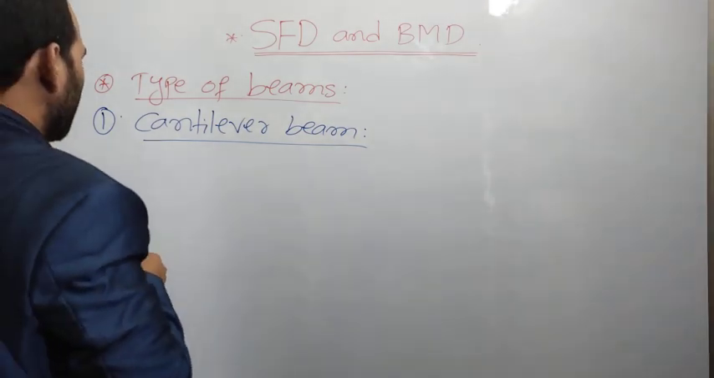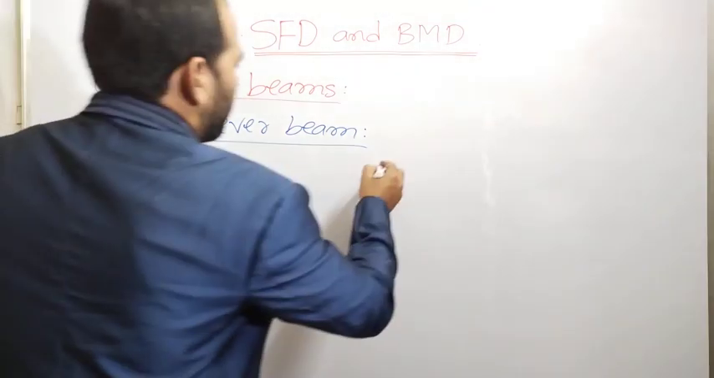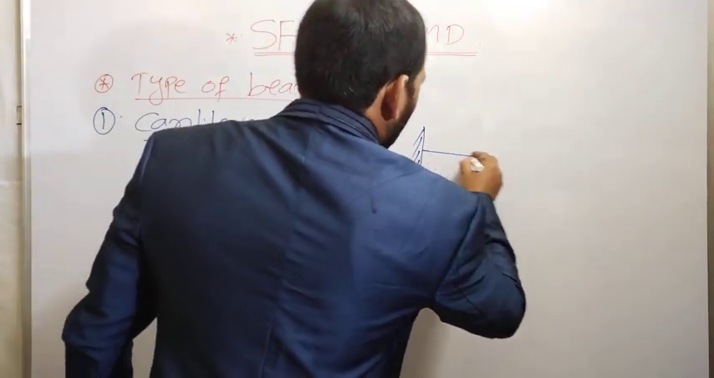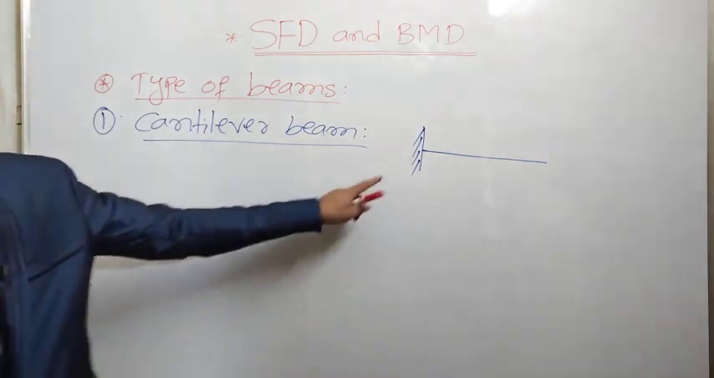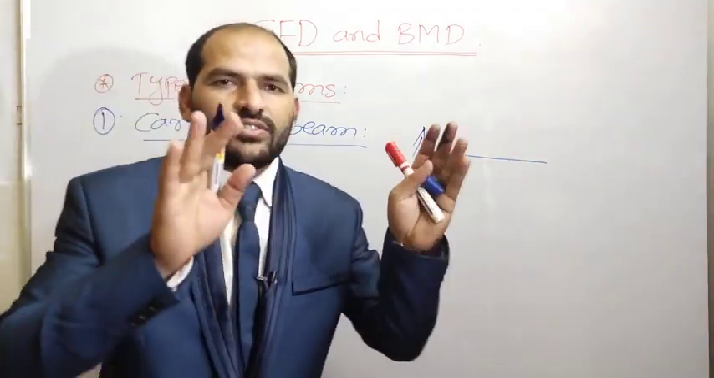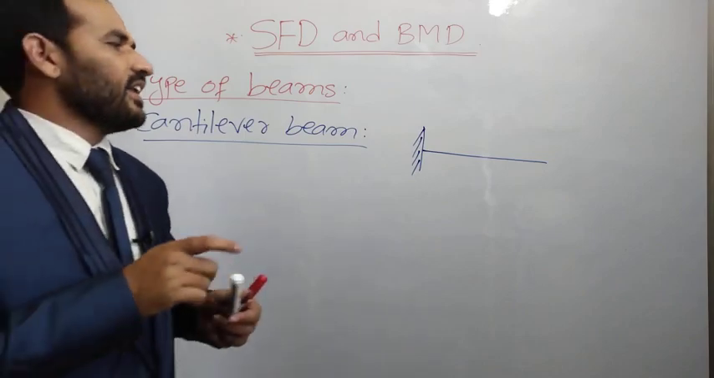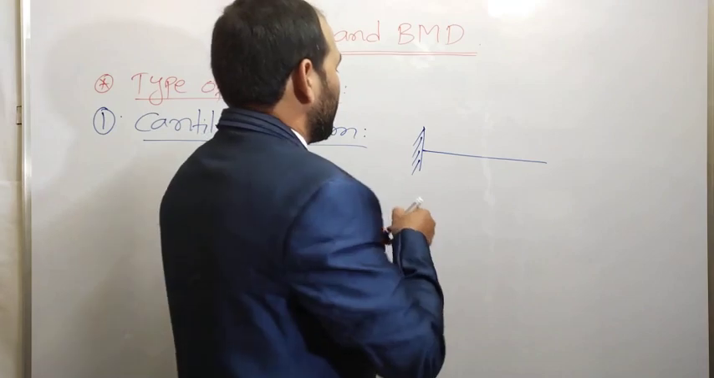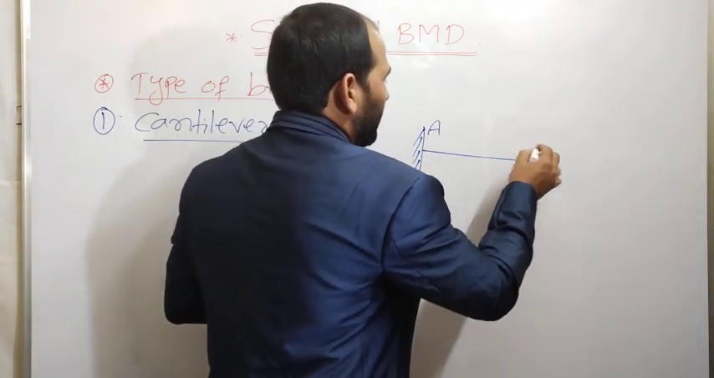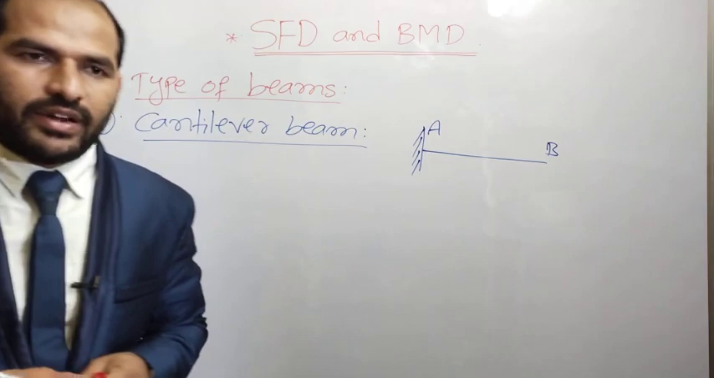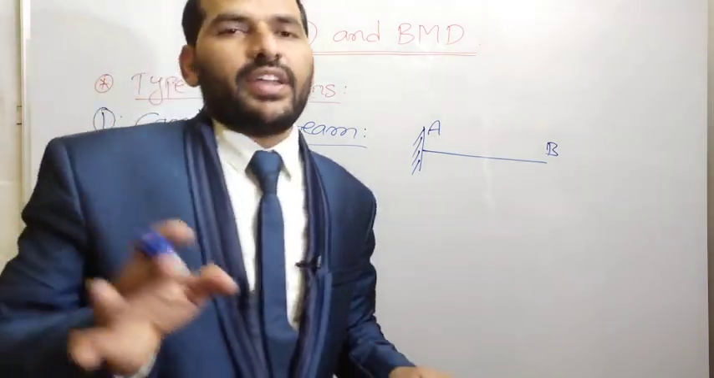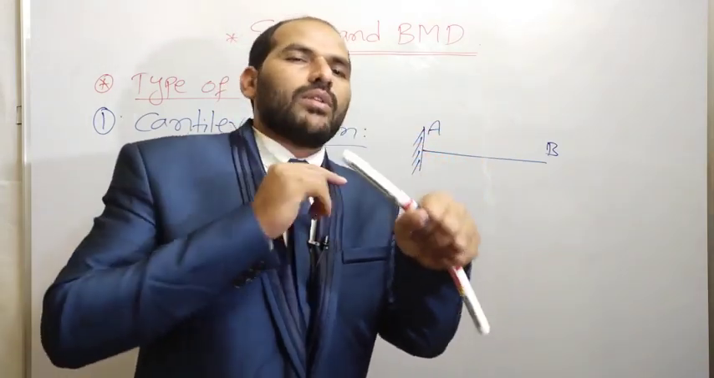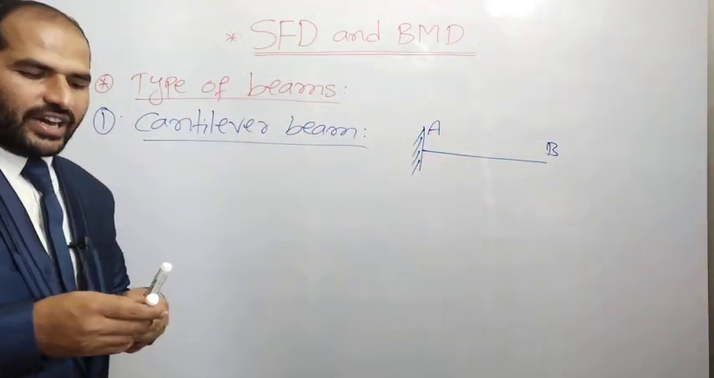I draw here the cantilever beam. One side is fixed, one side is free. In this cantilever beam, this is the A end, and this is the B end. At B end it is free, but at A it is fixed. So one side is fixed, one side is free. This is called the cantilever beam.